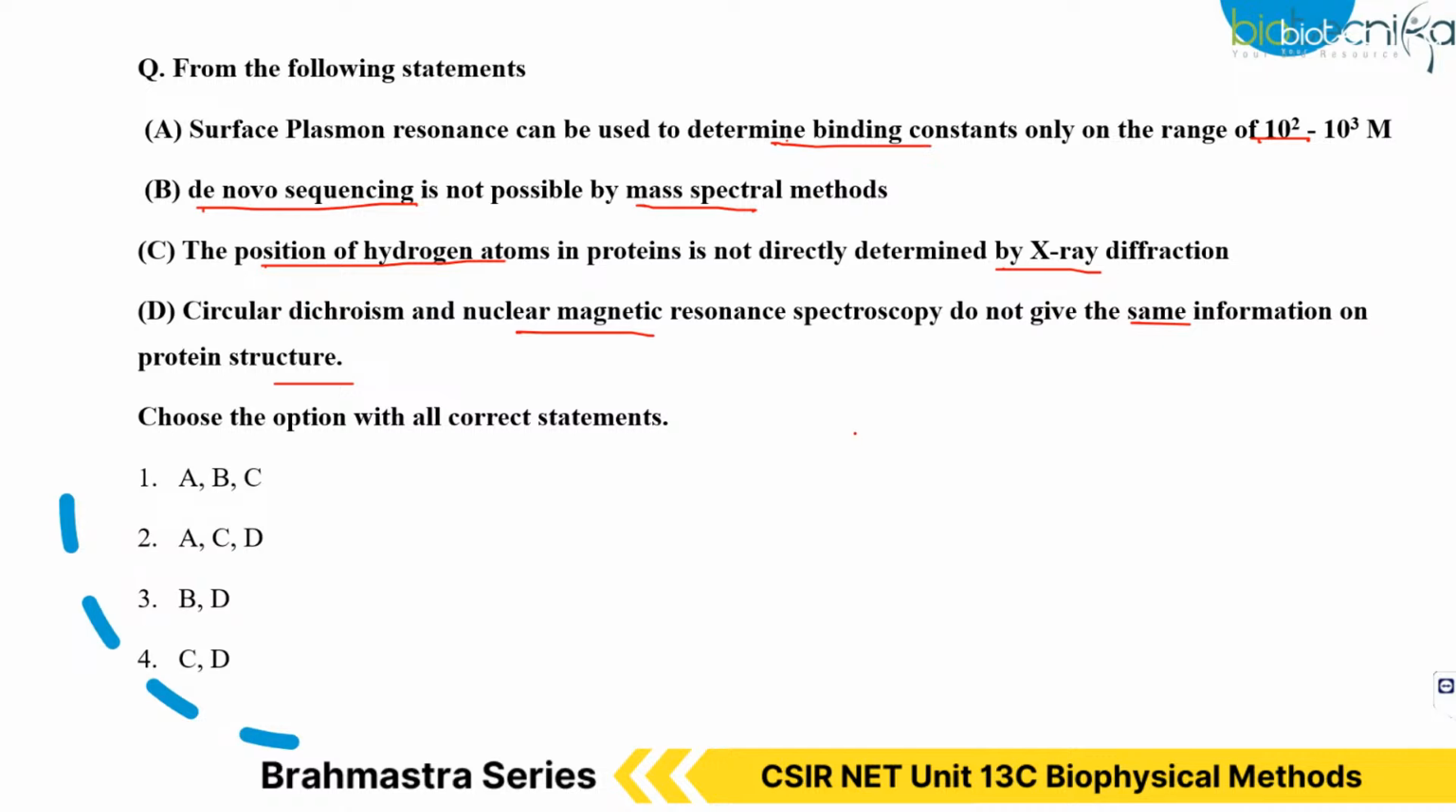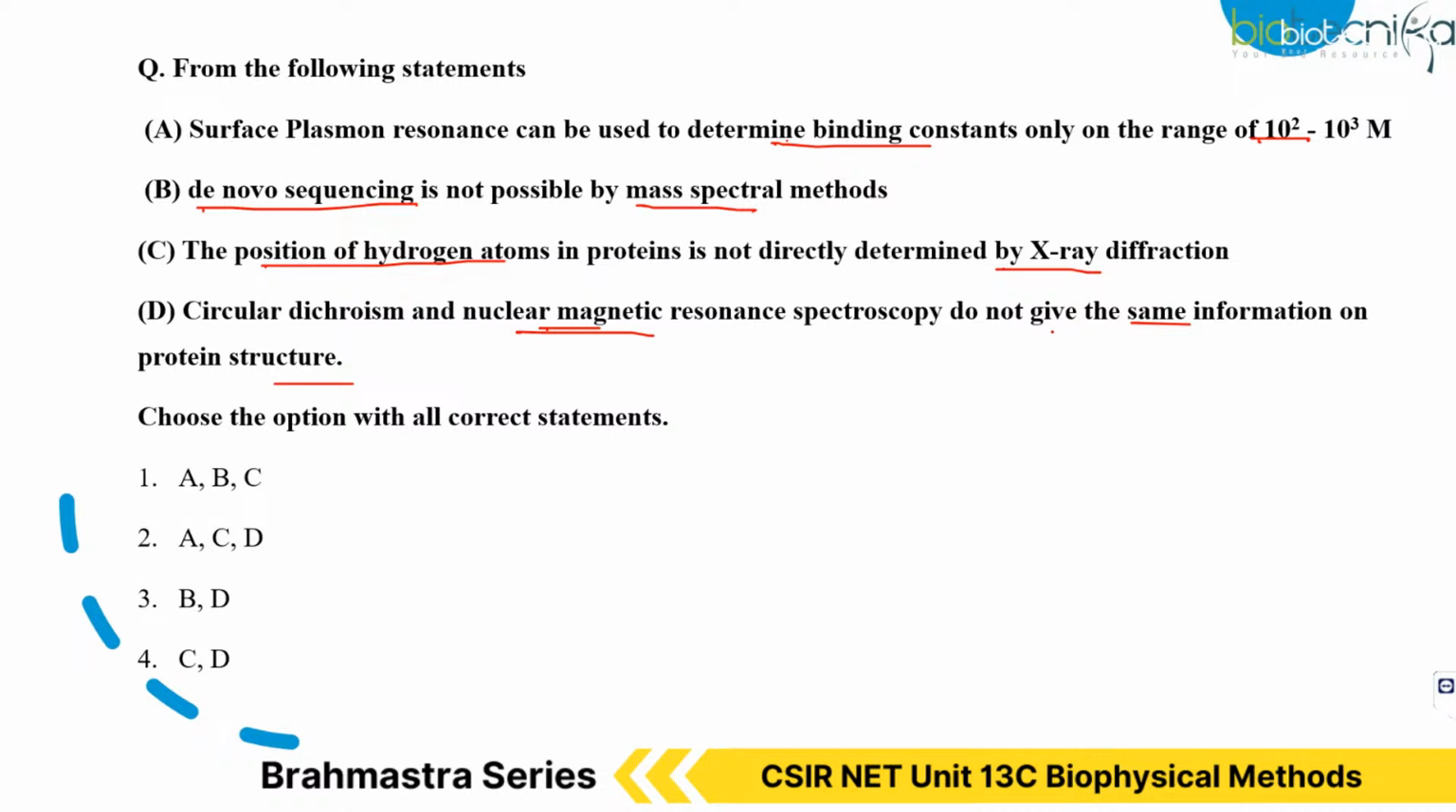So to answer this question, you should know what is de novo sequencing, what is the role of X-ray diffraction technique, and especially this statement, circular dichroism and NMR spectroscopy, whether they give the same information on protein structure. Same information means what? Whether they both are used to determine secondary structure or tertiary structure. With that context, it has been asked.